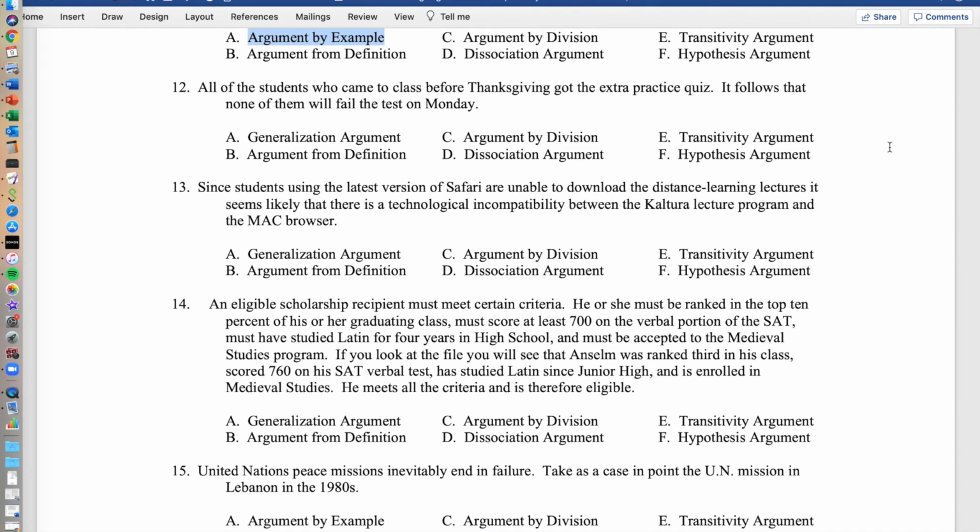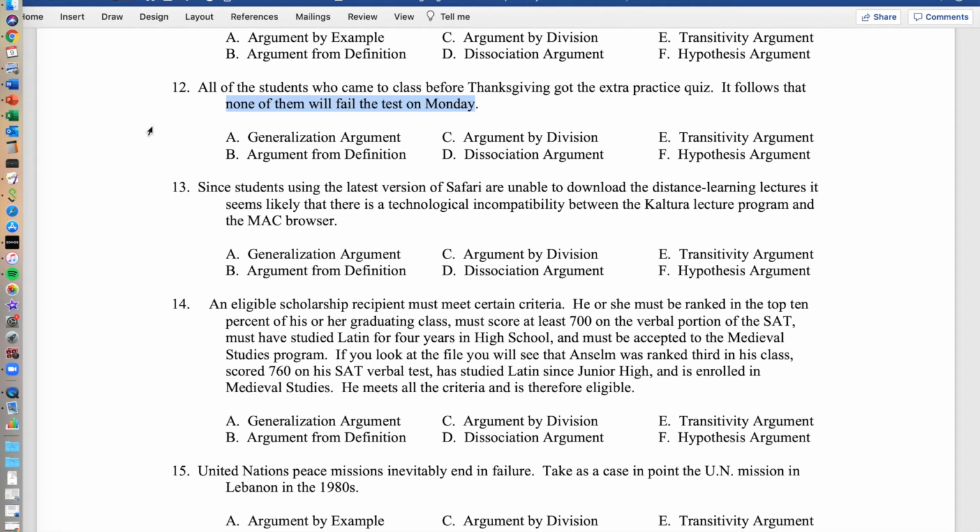Number 12, all of the students who came to class before Thanksgiving got the extra practice quiz. It follows that none of them will fail the test on Monday. So here again, we think about this and the structure. We have the "it follows that," right, which is the argument indicator telling us the conclusion is none of them, that is students who came to class before Thanksgiving, that none of those students will fail the test on Monday. Why? Because they also got the extra practice quiz.